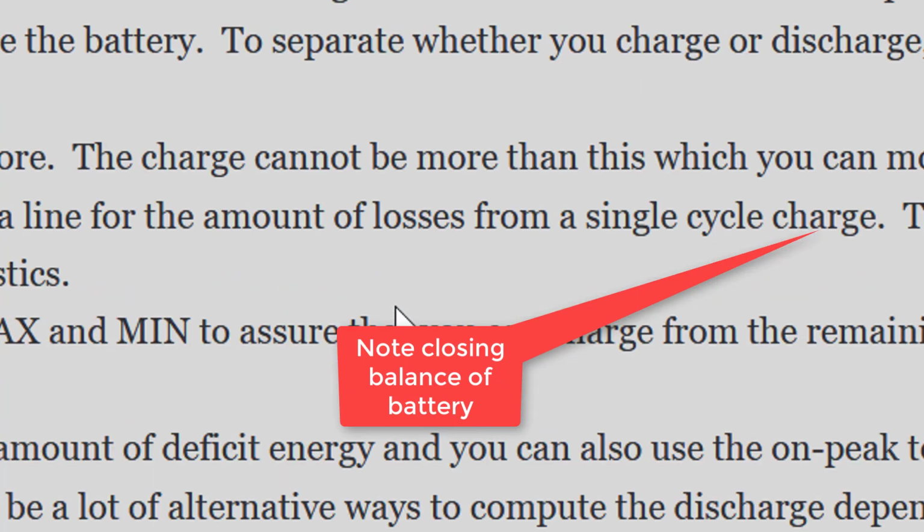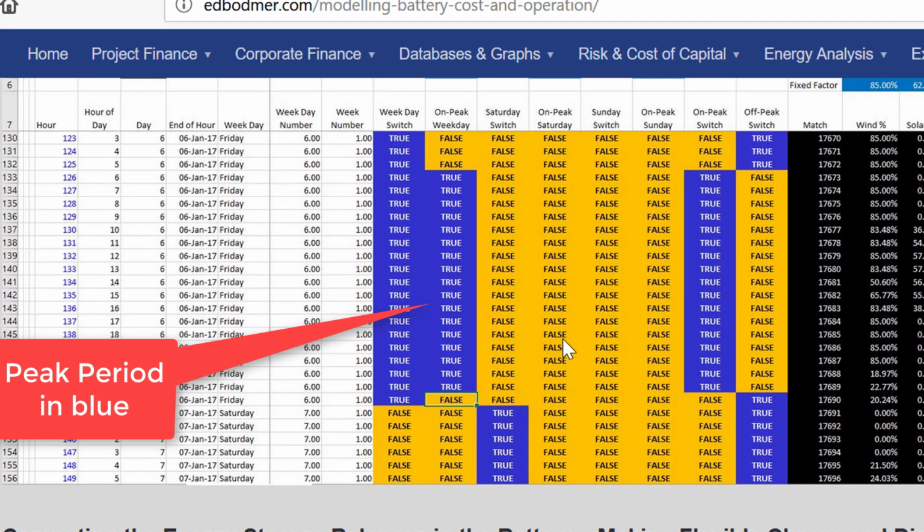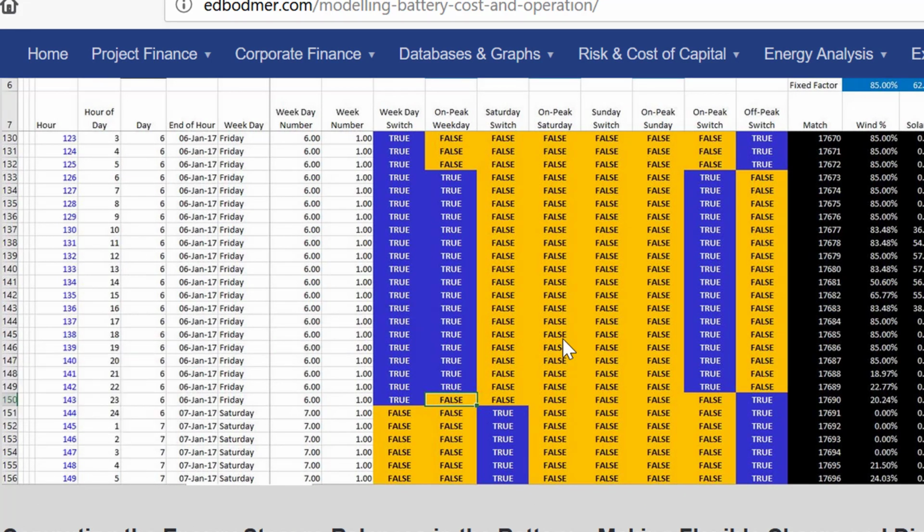So the reason I put all of these peak prices and on-peak prices, off-peak prices is we can only charge the battery during the off-peak times and only discharge the batteries during the on-peak times. That's one way to do that. There are a whole host of other ways, and it irritates the heck out of me.